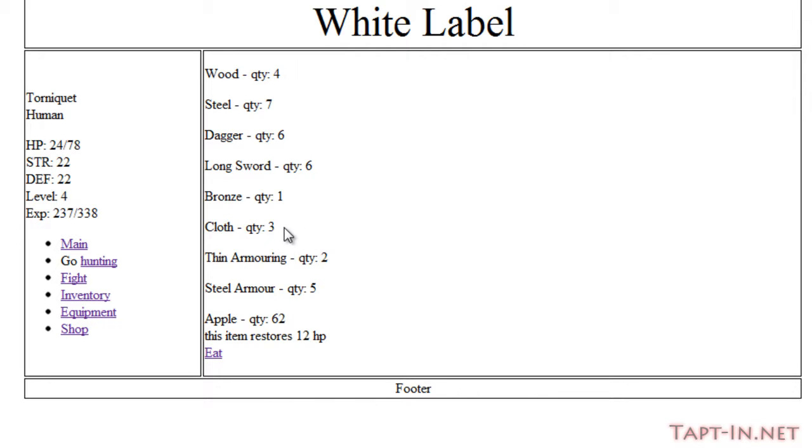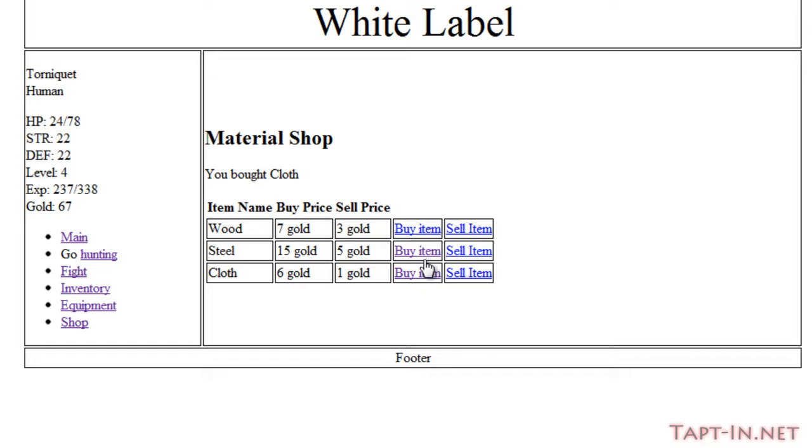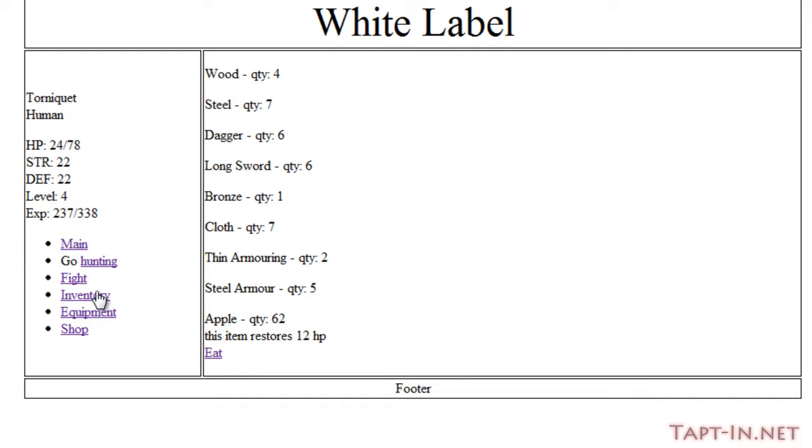We've got 3 cloth at the moment. So we go to the material shop and buy some cloth. And as you can see, it says you bought cloth here. So we'll buy a couple more, then go back over to the inventory, and you can see our cloth quantity has been increased to 7.